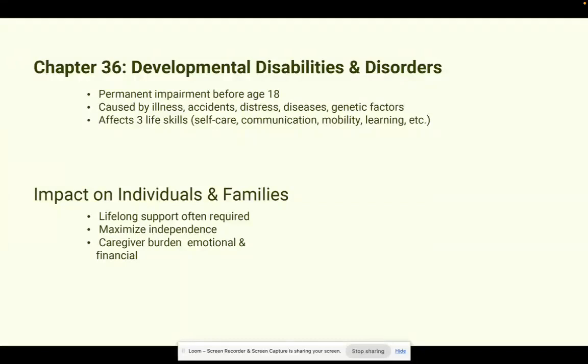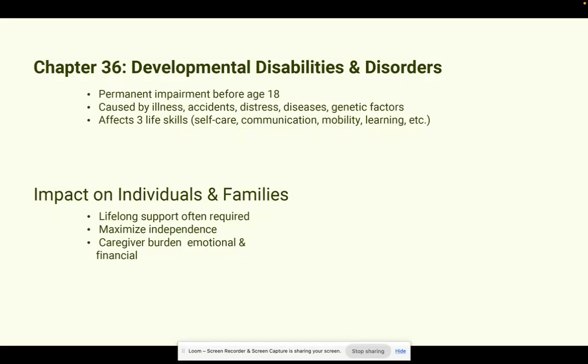It depends, right? These are most common for middle-aged clients and for pediatric clients, those who usually have developmental disabilities. Again, when we talk about this chapter, it's a permanent impairment before the age of 18. If it's a developmental disability before 18, usually it becomes permanent if it's not managed. It's usually due to illness, accidents, distress, diseases, genetic factors, or maybe unsupervised pregnancy, where the mother is not taking care well of her pregnancy, which affects the baby inside the womb. That might also be a cause.